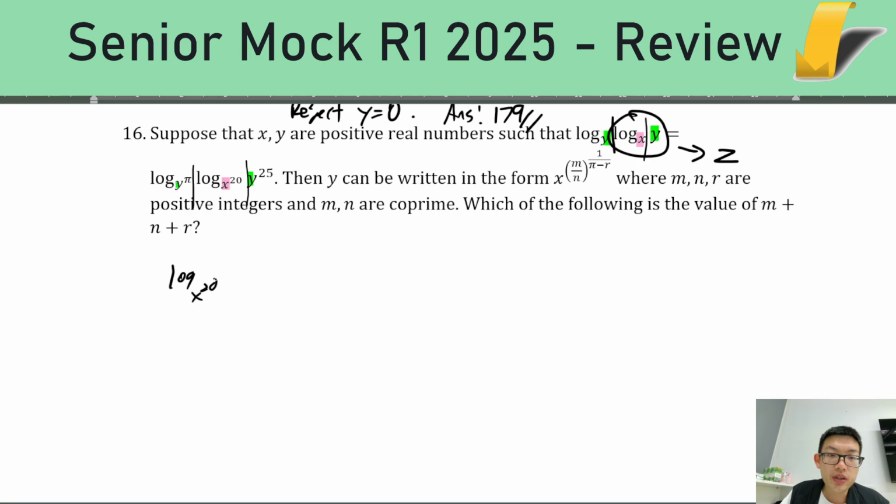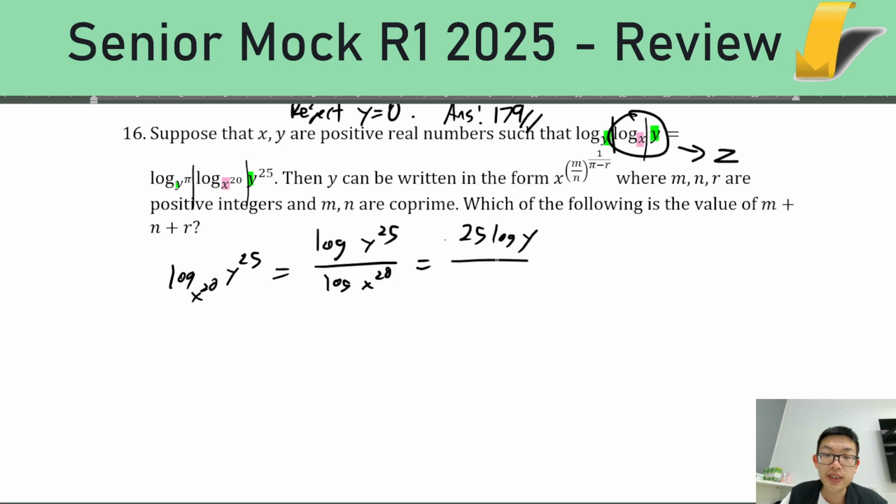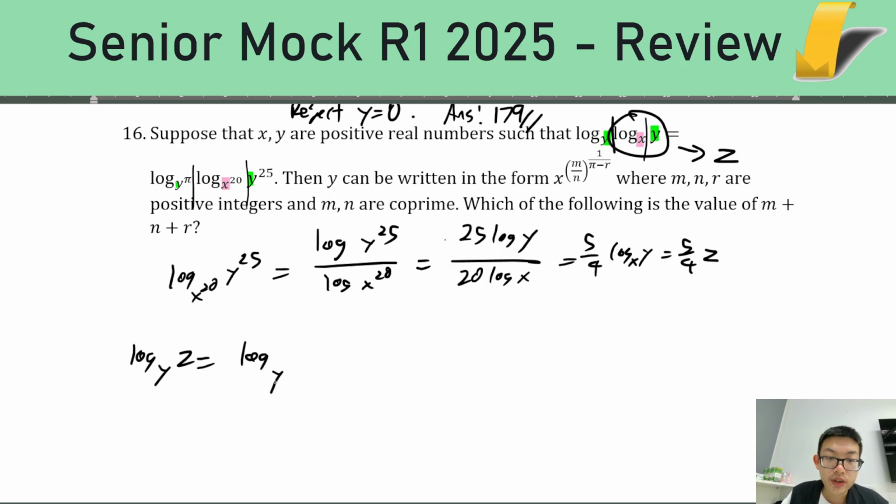and I will write this in terms of z. Usually when I see these powers, what I do is just change it to sort of a default base, just to pluck it out, and then it becomes, this is 5/4 log xy, so 5/4 z. Okay. So now I've got log y z equals log y to the pi of 5/4 z, which I can change the base to log y as well.